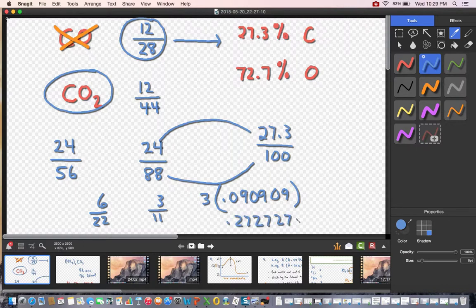0.272727. In other words, I get 27.3%. So by two different ways, we're able to surmise that CO2 is the best answer choice without making this a brain-busting mathematical problem. And I think that's really important with these types of problems that you see on a PCAT or on a DAT.